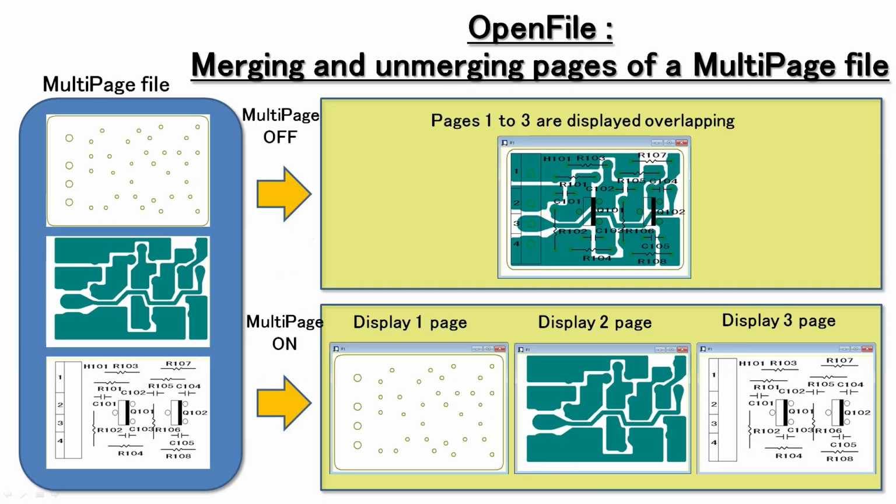This explains the page combining and separating functions for multi-page files when opening a file. A multi-page file is a file that consists of multiple pages, as shown in the figure on the left. When you open a multi-page file with multi-page off, all pages are displayed overlapping on one page, as shown in the figure above. When you open a multi-page file with multi-page on, all pages are loaded separately into multiple pages, as shown in the figure below.